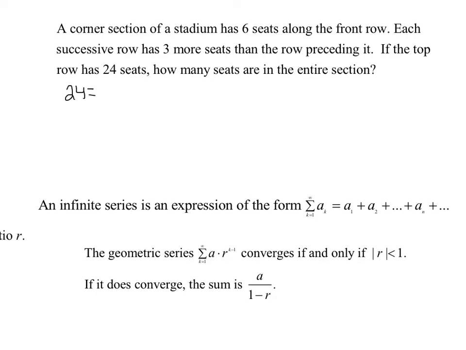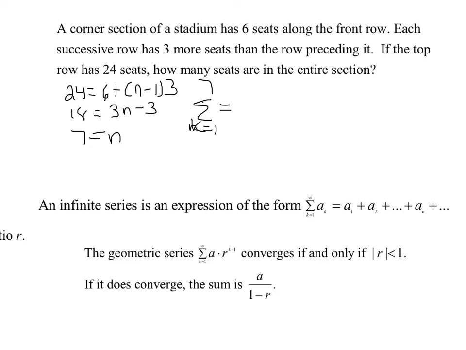So use the explicit rule. 24 equals 6 plus n minus 1 times 3. 18 equals 3n minus 3. N equals 7 rows. So now we can just use the sum. They use k equals 1 to 7. So it's 7 times 6 plus 24 divided by 2 equals 105 seats.